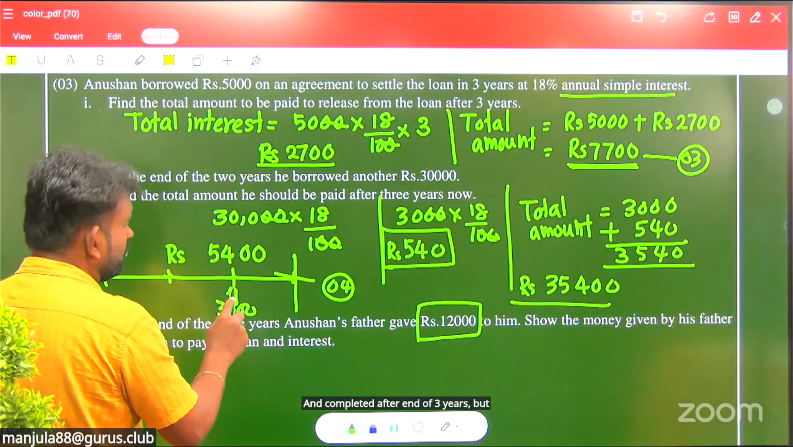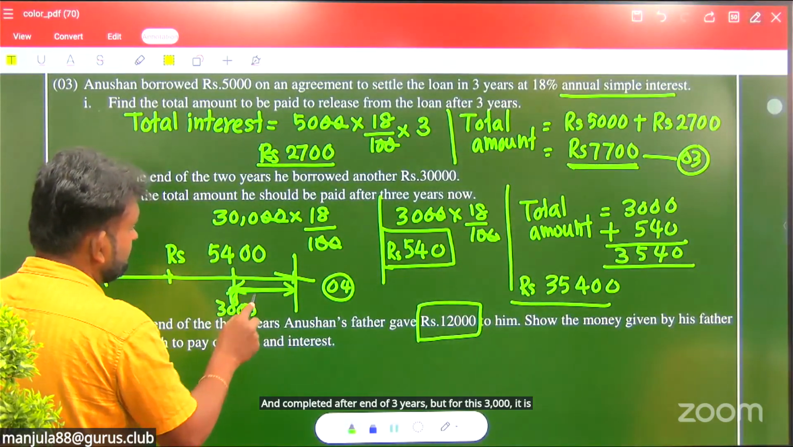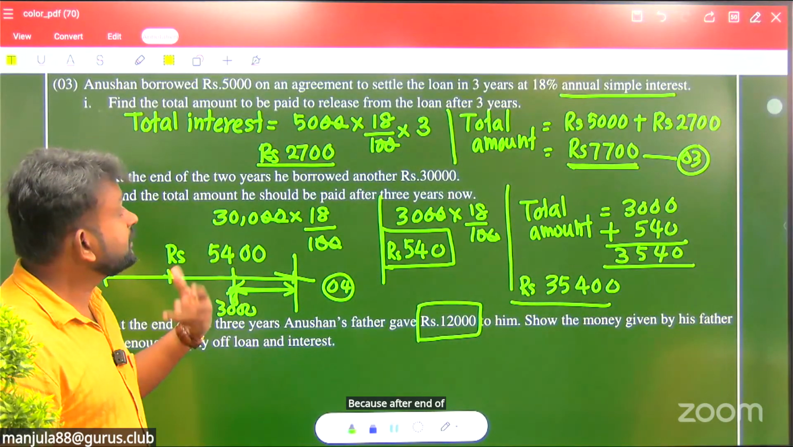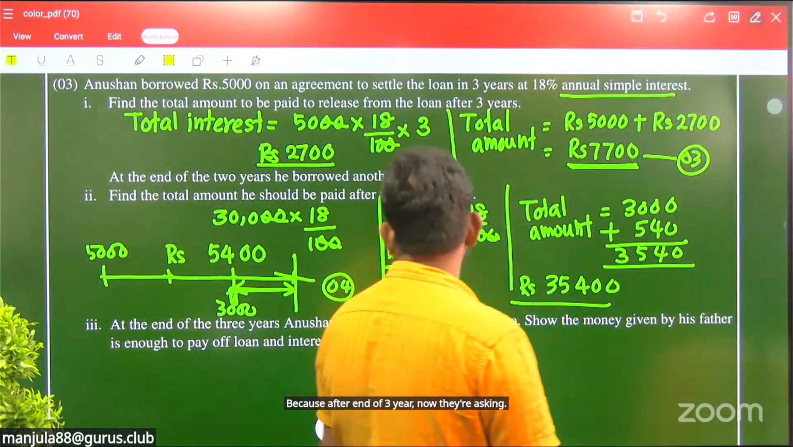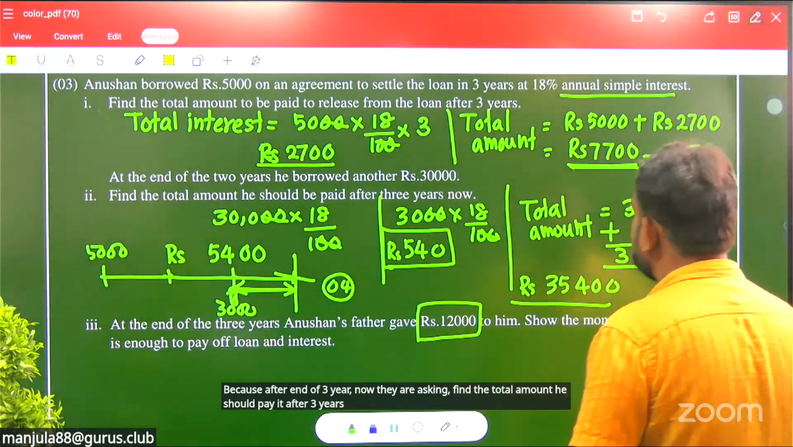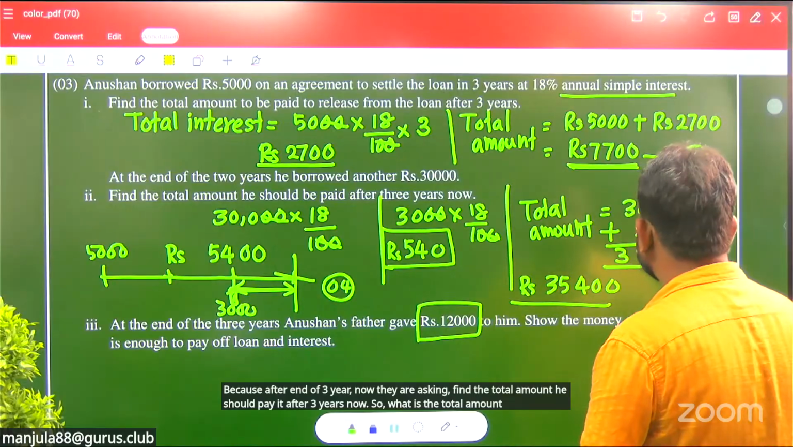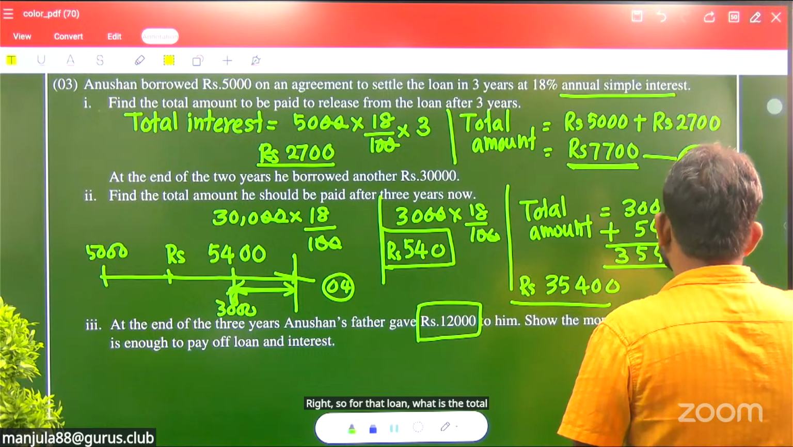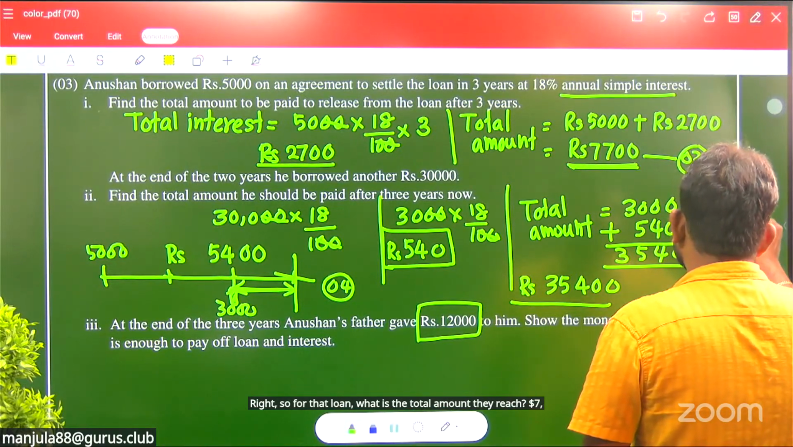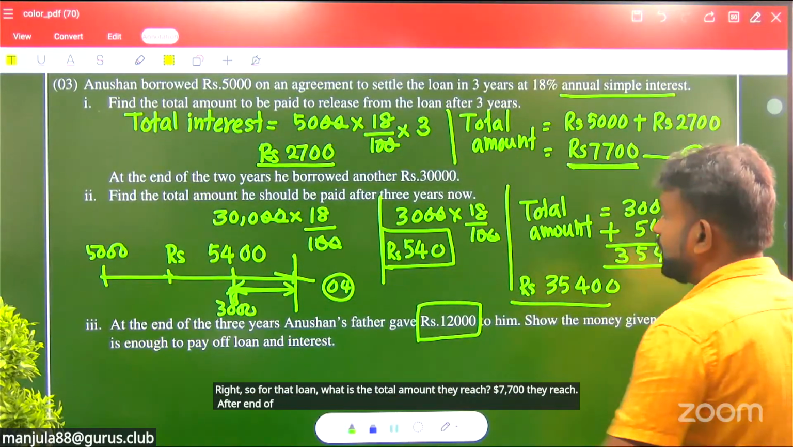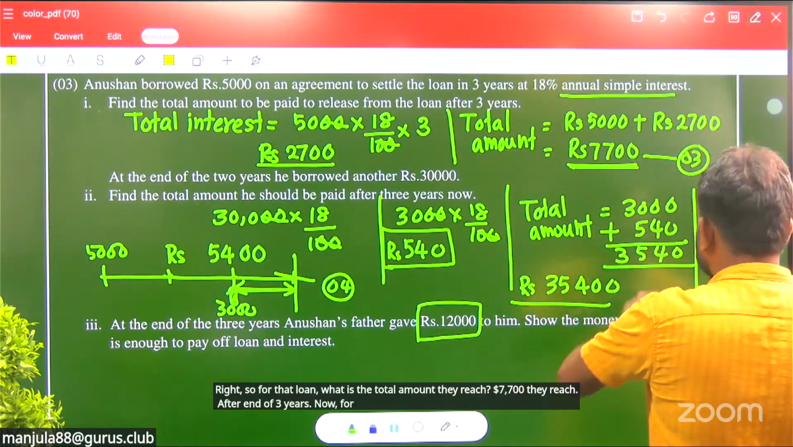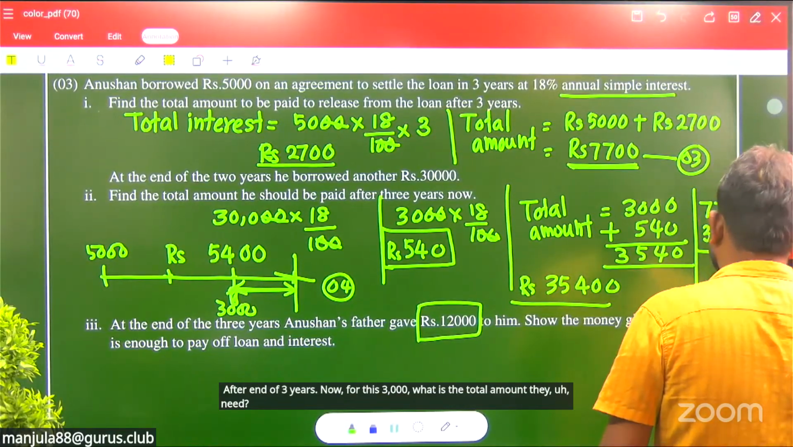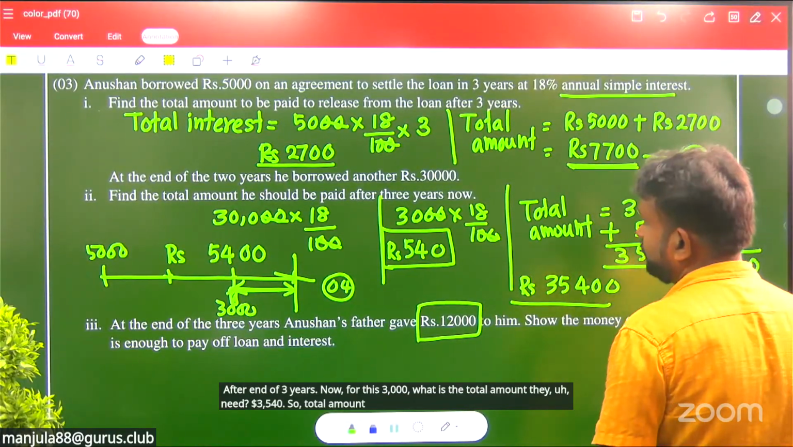But for this 3,000, it is applicable only for this 1 year period, because after the end of 3 years they are asking to find the total amount he should pay after 3 years. So what is the total amount they have to pay? For that loan, what is the total amount they reach? 7,700 they reach after the end of 3 years. Now for this 3,000, what is the total amount they need? 3,540. So that is the total amount at the end of 3 years.